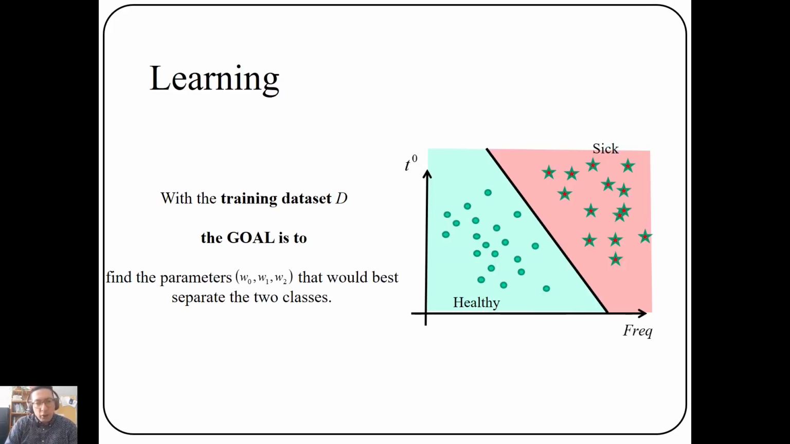Now, in machine learning, there's the notion of learning. And what does learning mean? Well, from our simple example, it boils down to the process of starting from a dataset D that we will call the training dataset, and finding the parameters W0, W1, W2 that would best separate the two classes. A priori, we do not know what these parameters are, but with the help of the content of the dataset D, we would eventually be able to find the correct values for W0, W1, and W2.